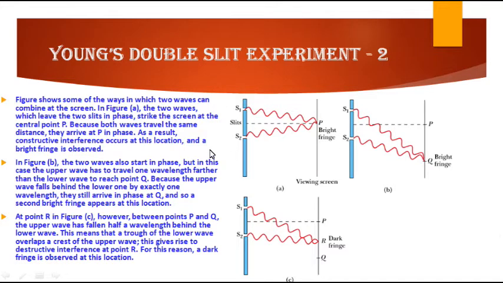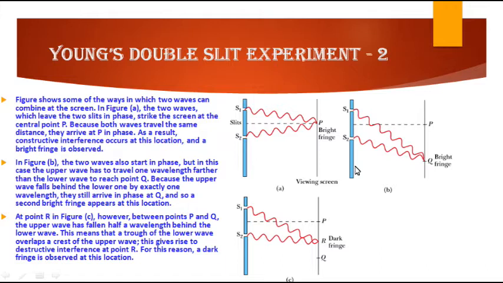Now figure B: the two waves start in phase, but in this case the upper wave has to travel one wavelength further than the lower wave to reach point Q. Because the upper wave falls behind the lower one by exactly one wavelength, they still arrive in phase at Q, and so the second bright fringe appears in this location. So in figure B you can see point Q where a bright fringe is obtained.